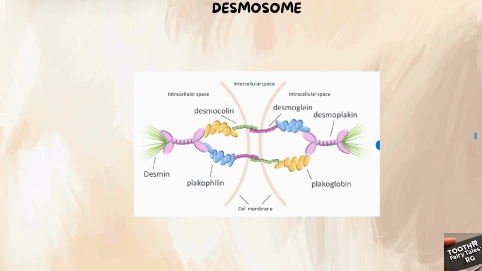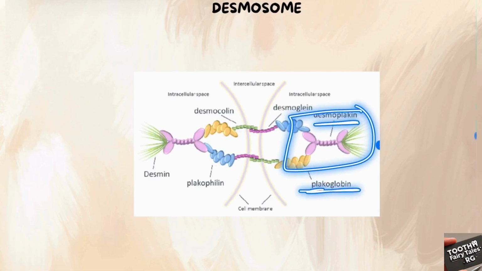Let us discuss about the second portion, that is intracellular dense plaque. On the cytoplasm side of the desmosome, there is a dense plaque of the proteins which are anchoring the transmembrane proteins to the cell cytoskeleton. This dense plaque is having proteins like desmoplakin and plakoglobin.